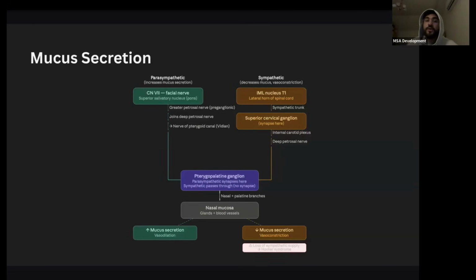Something clinically relevant here: in Horner syndrome, you lose sympathetic activity. So you're going to lose the sympathetic innervation to the nose, and you can have a runny nose as part of your Horner syndrome. You're going to have a lot of mucus secretion and a lot of vasodilation in the nose, just because there's nothing that could oppose it.